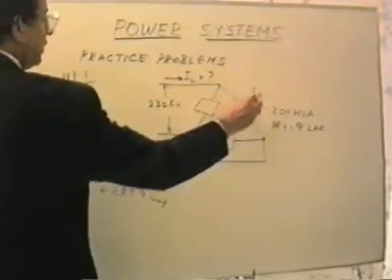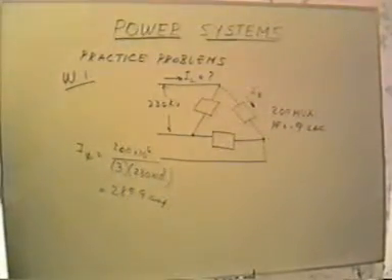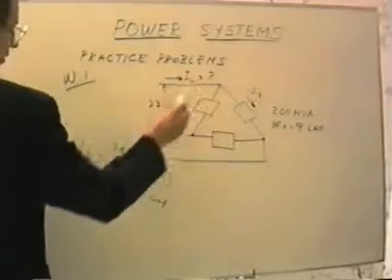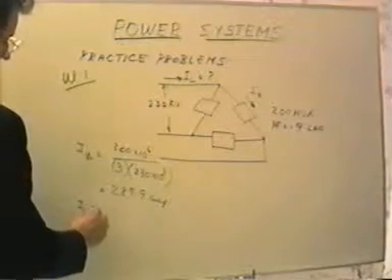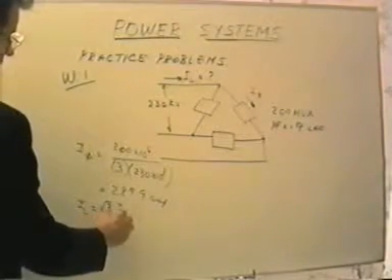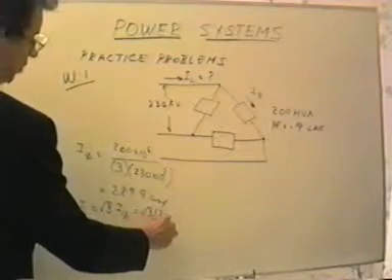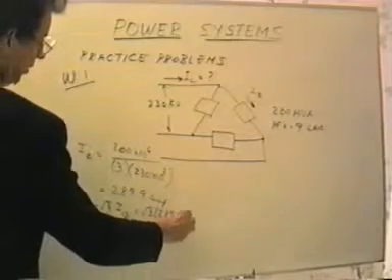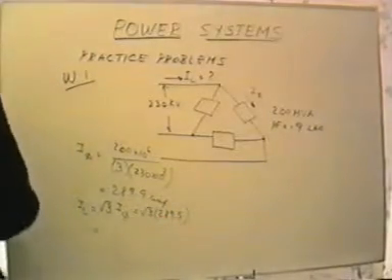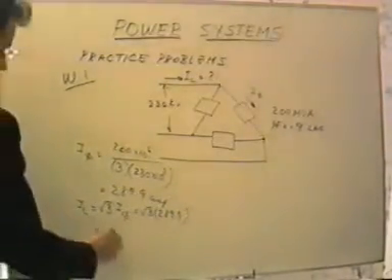That's the current flowing in one of these phases. We'd like to find the current flowing in the line. Well, the current in the line is equal to square root of 3 times the current in a phase. So we have square root of 3 times 289.9, and that is equal to 502 amps.